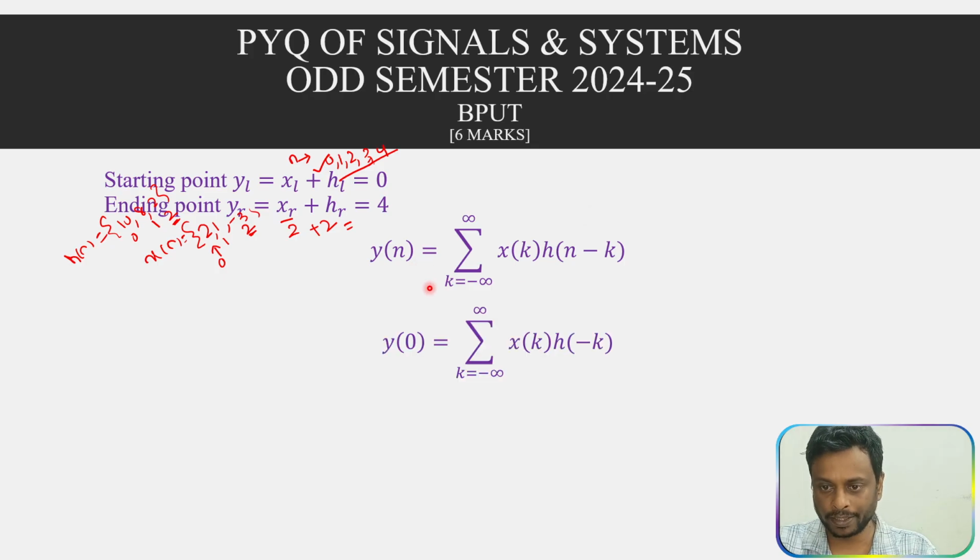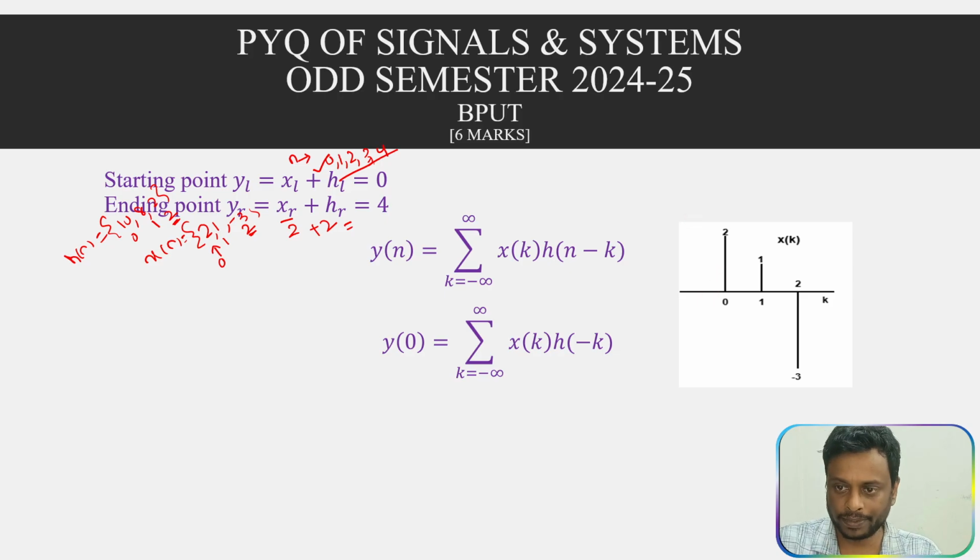So you put n equal to 0, and you get x of k into h of minus k. So let us plot this. First we plot x of k. This is our x of k. We know that x of k equal to 2, 1 and minus 3. Okay, this is our x of k: 2, 1 and minus 3.